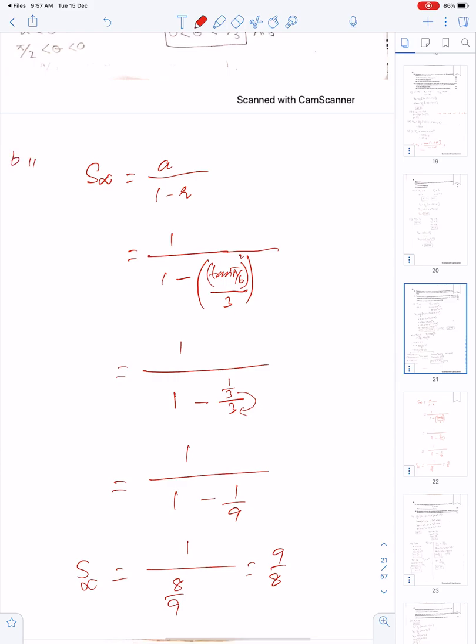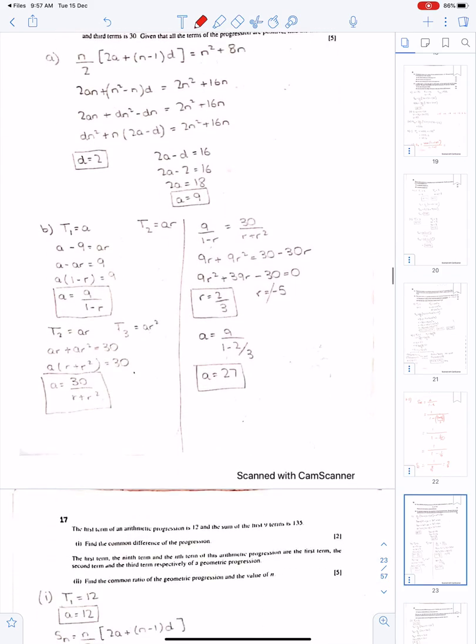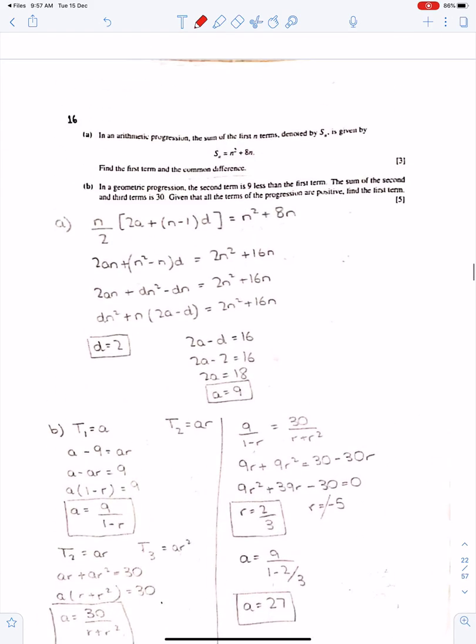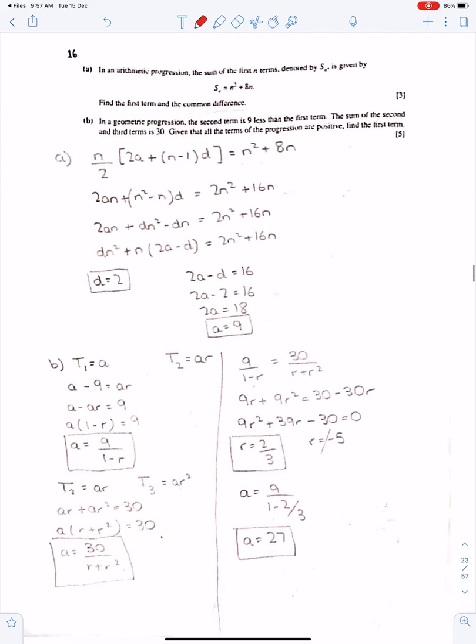This was B part 2. This question is very simple. Sn, this thing is given. We need the value of A and D. There are two methods to solve this question. Number one, you just need to write the Sn formula here and use the comparing the coefficient method and get the value of A and D.